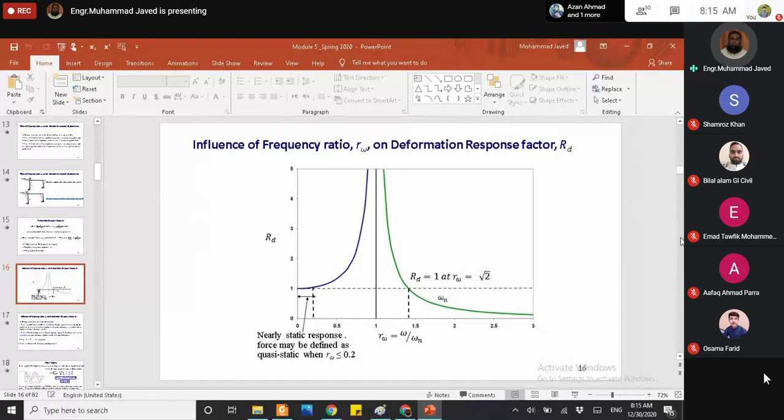Deformation response factor in an undamped system subjected to harmonic vibrations.